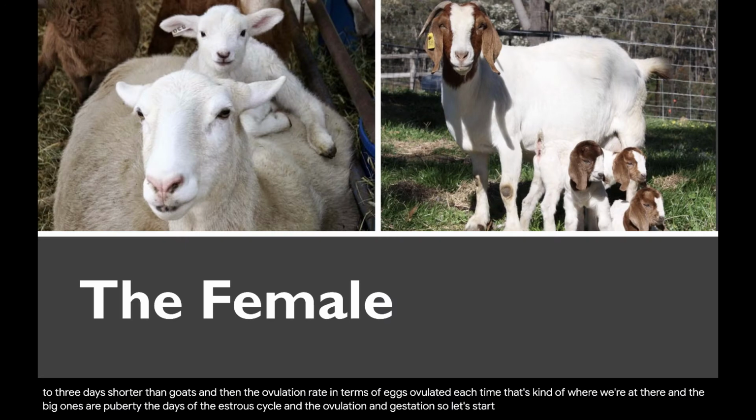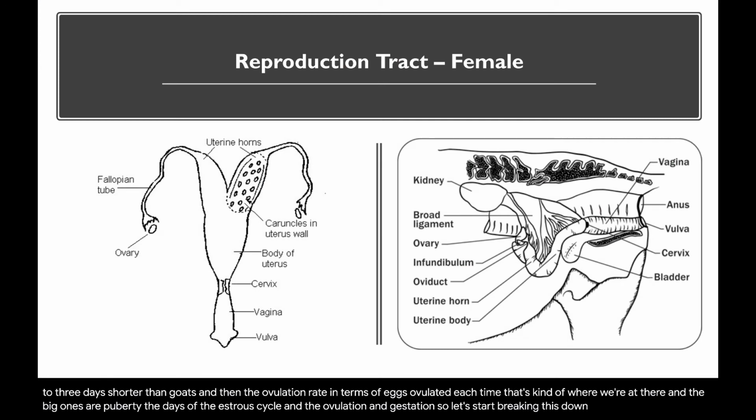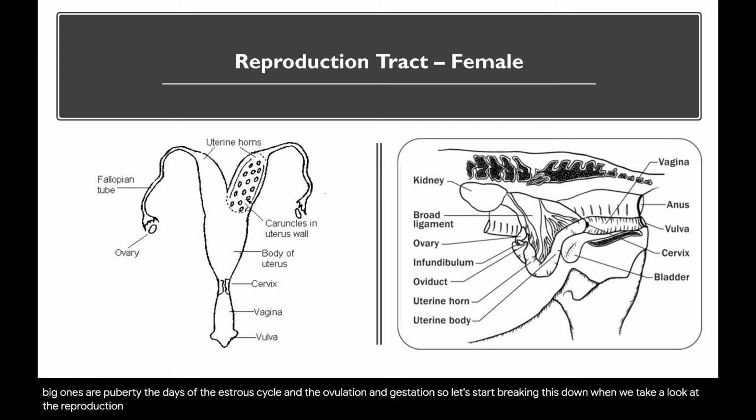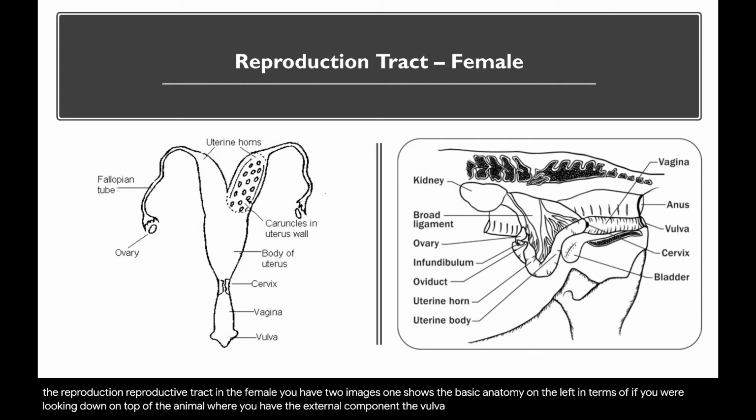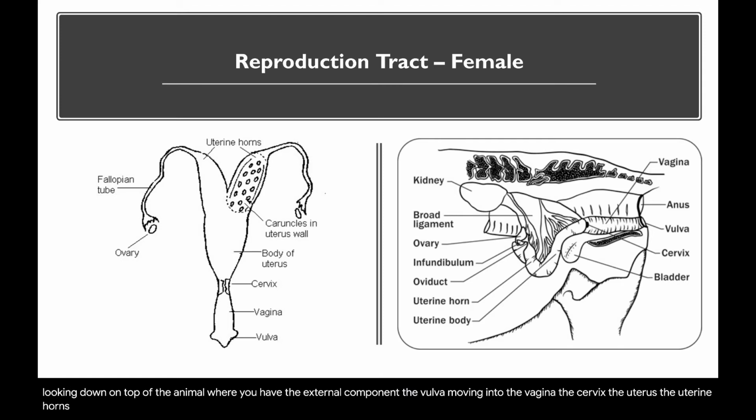So let's start breaking this down. When we take a look at the reproductive tract in the female, you have two images. One shows the basic anatomy on the left in terms of if you were looking down on top of the animal, where you have the external component, the vulva, moving into the vagina, the cervix, the uterus, the uterine horns, the fallopian tubes into the ovary. On the image on the right, you can see it from a side view and how it lays in the animal's body.